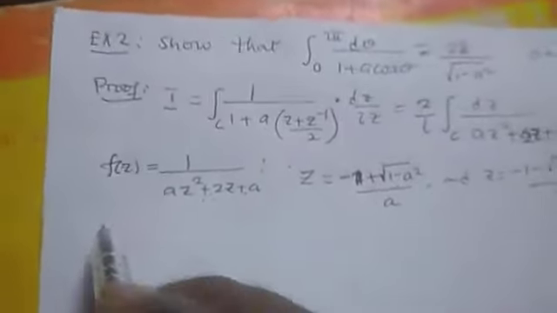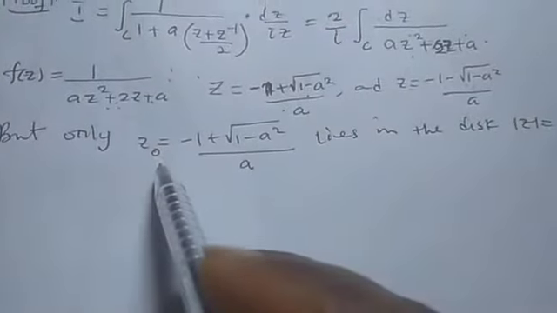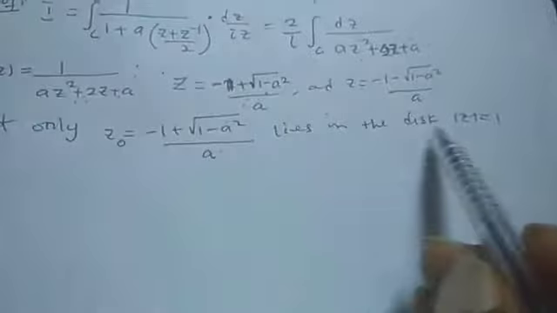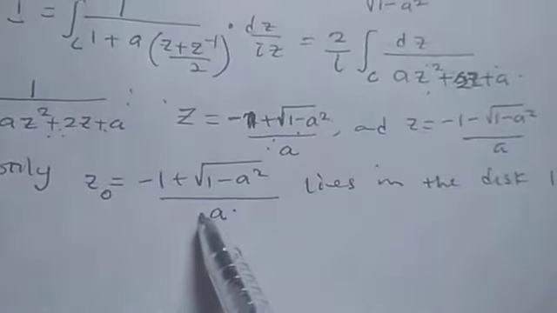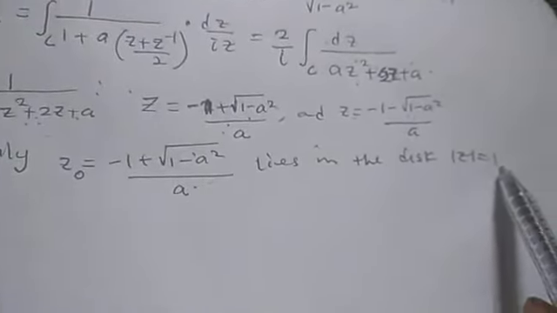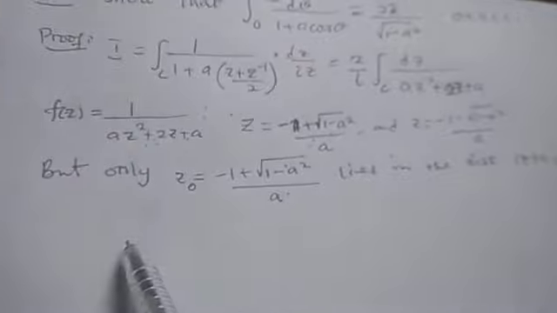But only z naught equal to this lies in the disk, because our a is less than 1 and greater than 0. That is a proper fraction. You substitute any proper fraction here, and you take the absolute value, you see that it will be inside the unit disk.